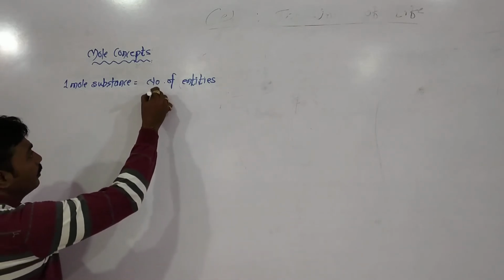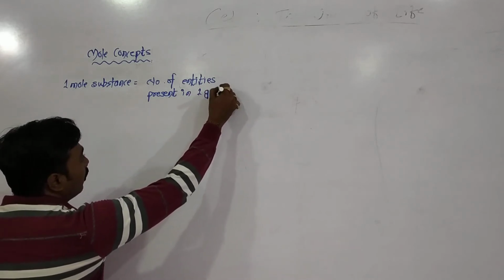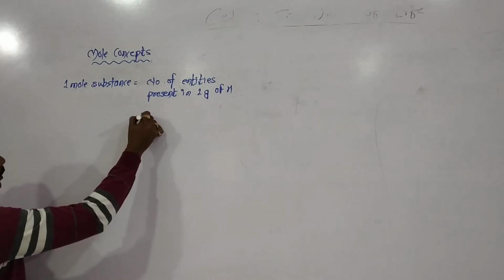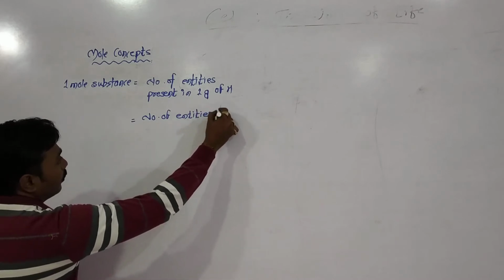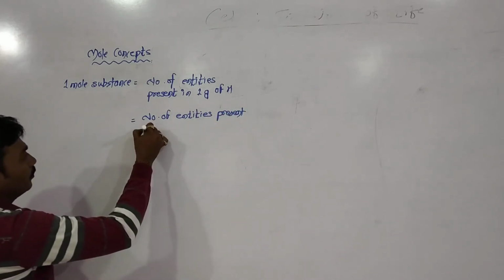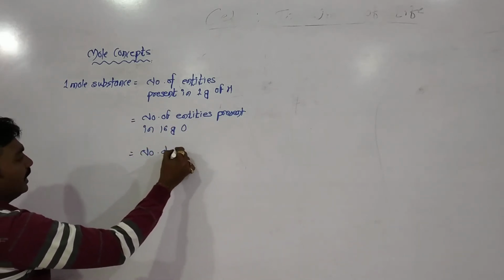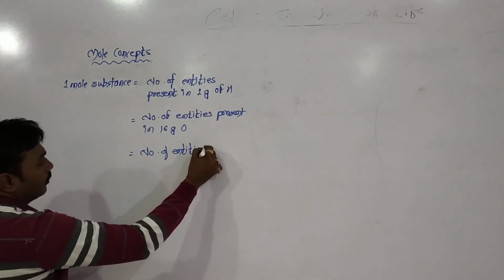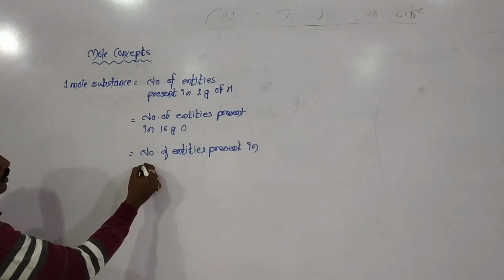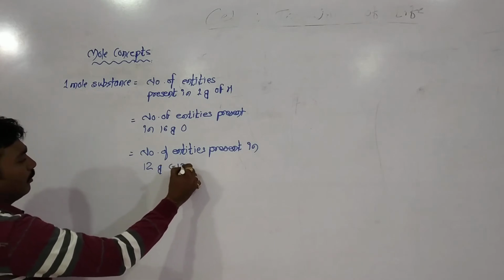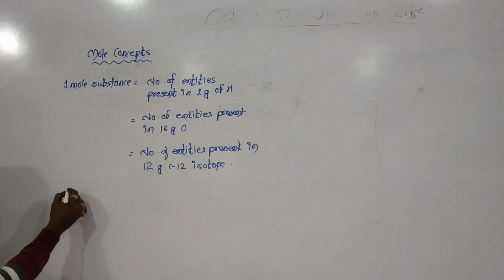Number of entities present in 1 gram of hydrogen, or number of entities present in 16 gram oxygen, or number of entities present in 12 gram carbon 12 isotope. Okay, all these were found to be equal. Let us check.